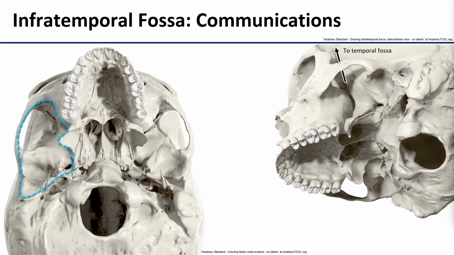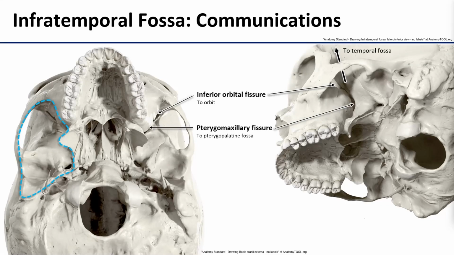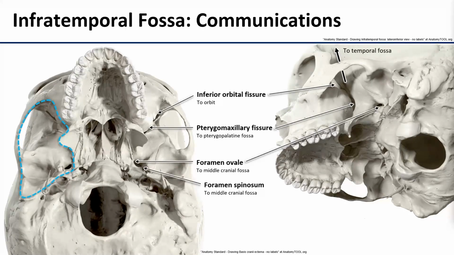Like all regions of the head, the infratemporal fossa has a number of foramina and fissures that it uses to communicate with surrounding areas. Anteriorly, the infraorbital fissure will take you into the orbit. Medially, the pterygomaxillary fissure will take you into the pterygopalatine fossa. Superiorly, the foramen ovale and foramen spinosum will take you up into the middle cranial cavity. And finally, if we head way back to the posterior aspect of the fossa, we find the petrotympanic fissure, which will take you up into the middle ear.